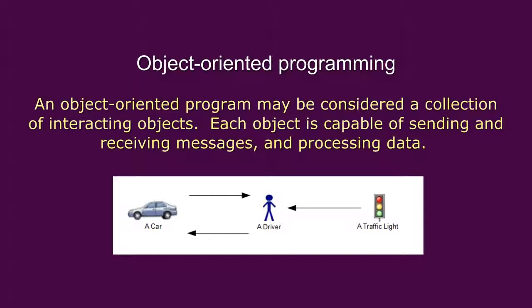When the traffic light changes, it sends a virtual message to the driver. The driver receives the message, and then chooses to accelerate or decelerate, sending a virtual message to the car. When the car speed changes, it sends a virtual message back to the driver via the speedometer.